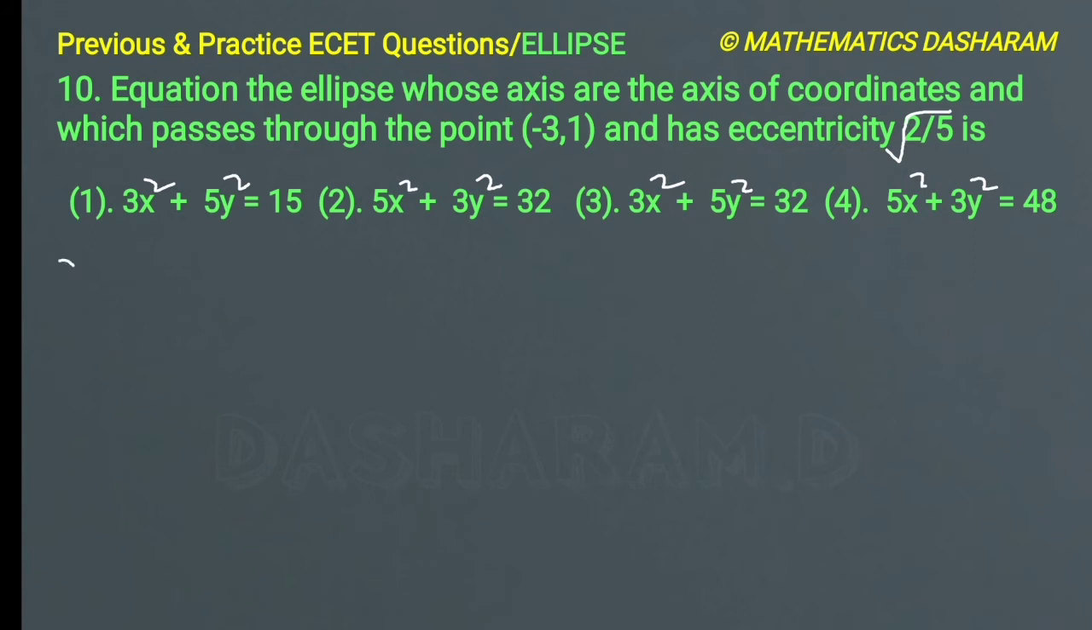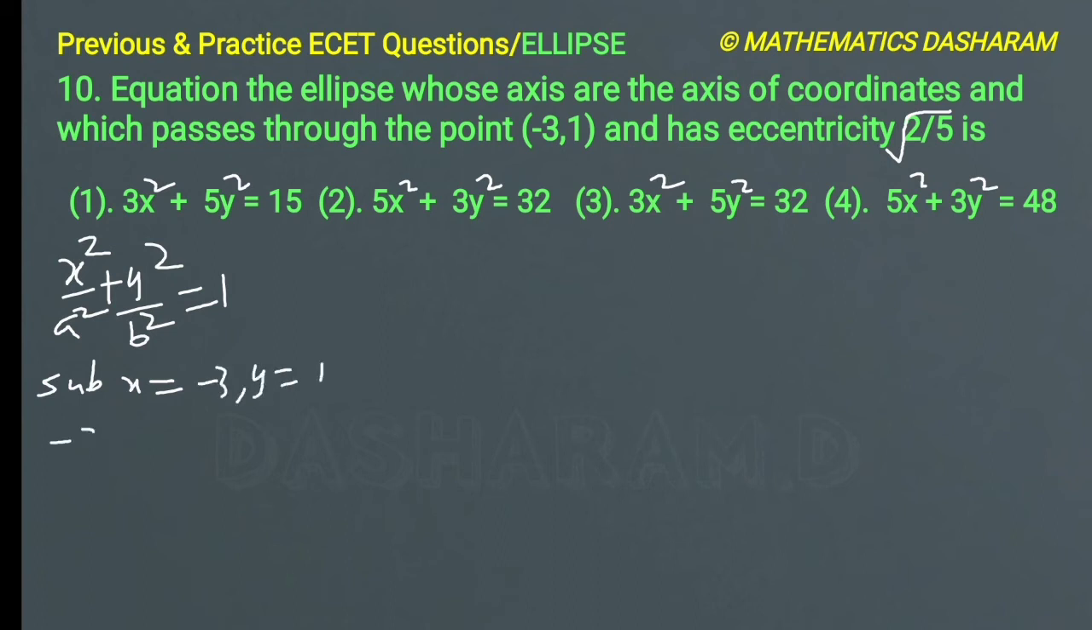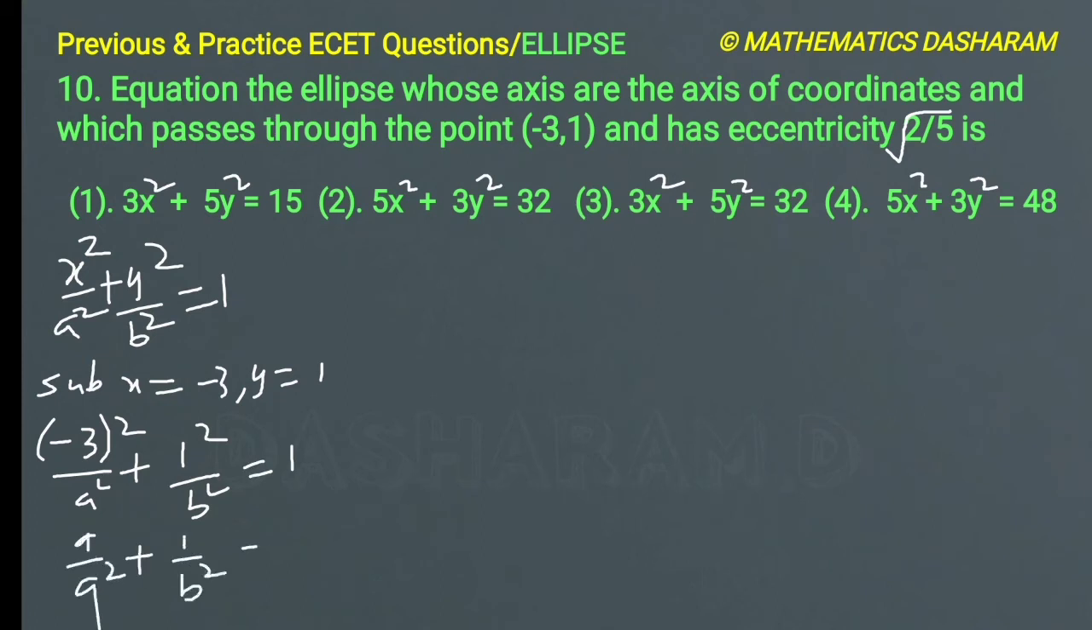So the standard form of an ellipse is x square by a square plus y square divided by b square equals to 1, and it passes through minus 3 comma 1. So then substitute x equals to minus 3, y equals to 1. So then minus 3 whole square divided by a square plus 1 square divided by b square equals to 1. 9 by a square plus 1 by b square equals to 1.